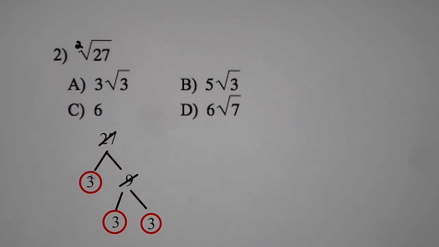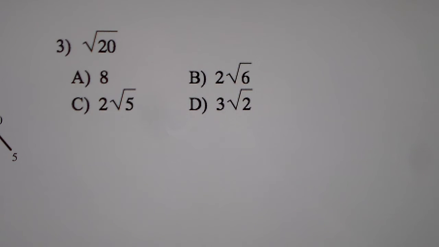So now we need 2 of a kind. So this 3 and this 3 will make up the 3 for the outside. Now this 3, since it doesn't have an additional partner, we leave it on the inside. So it'll be 3 radical 3. So number 2 is A.